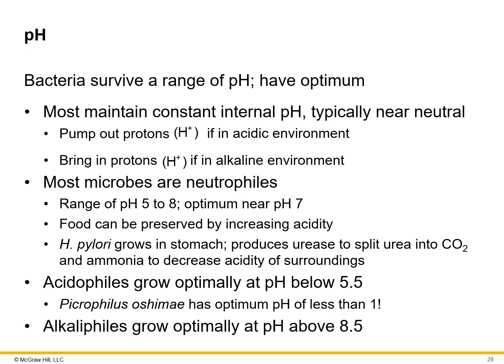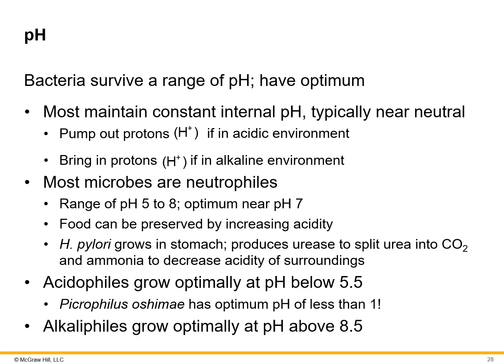So if the internal environment of the cell becomes too basic, the cell would pump in more hydrogen ions to bring that pH slightly lower, increasing the acidity. If the internal environment of the cell becomes too acidic, they would pump hydrogen ions out of the cell, therefore raising the pH value so that it's more in that neutral range. A typical microbe would require a neutral or near neutral environment.